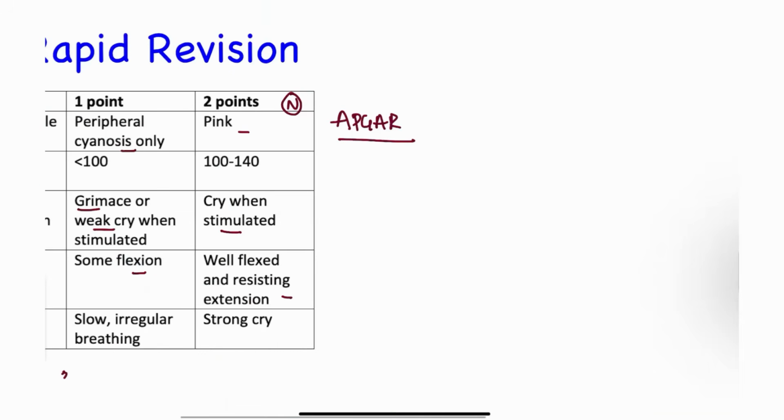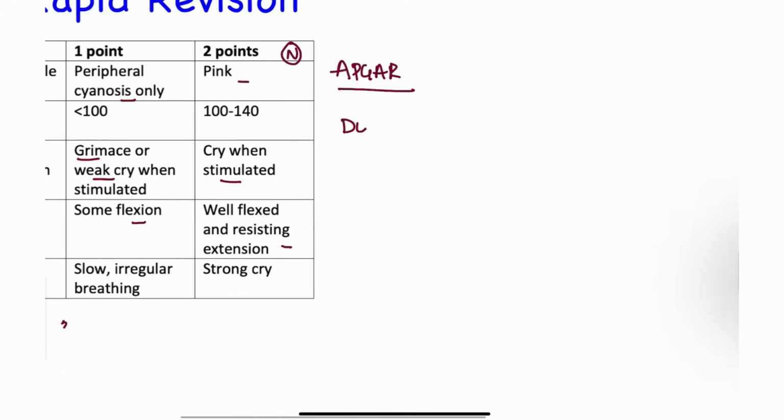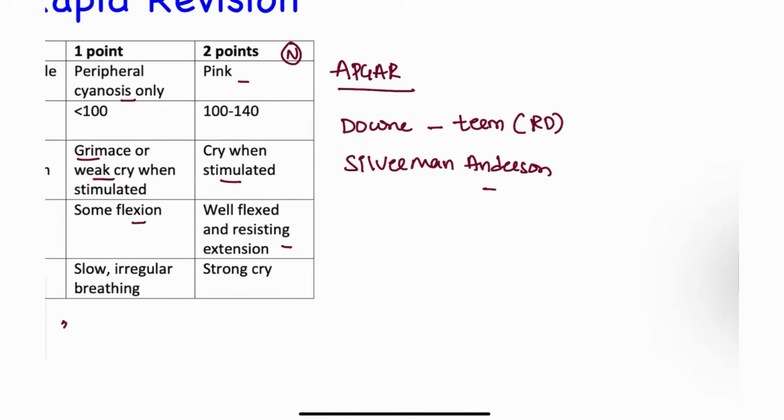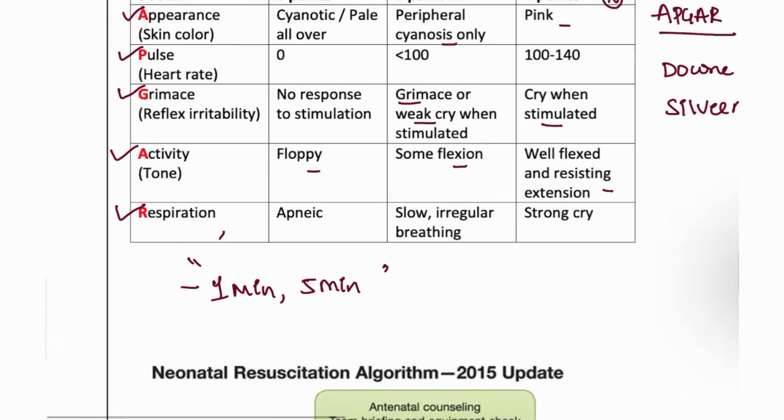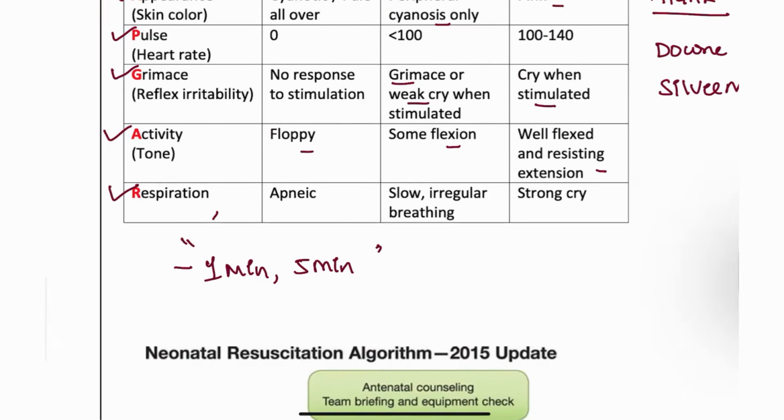Next, other scores are also present: the Downes score and the Silverman Anderson score. The Downes score we use for term babies with respiratory distress, and the Silverman Anderson score we use for preterm babies, again for respiratory distress. These are the important scores. APGAR is done for all babies, whether term, post-term, or preterm, at the time of birth, at 1 minute and 5 minutes.